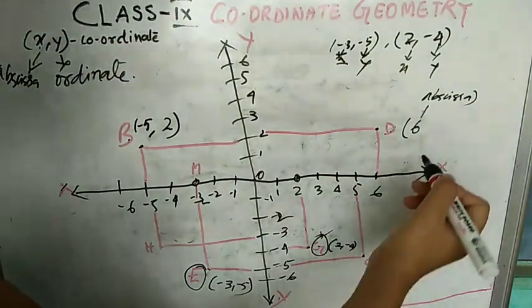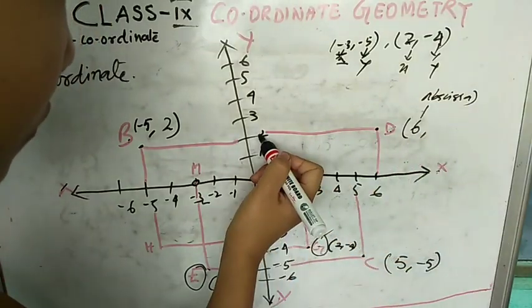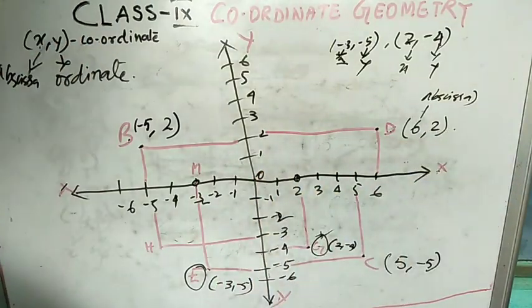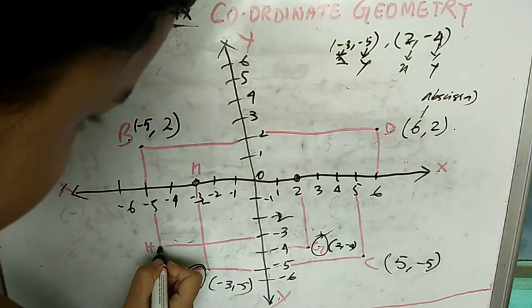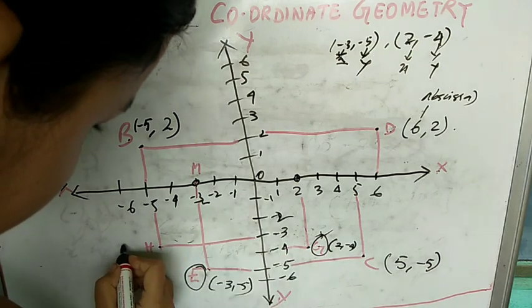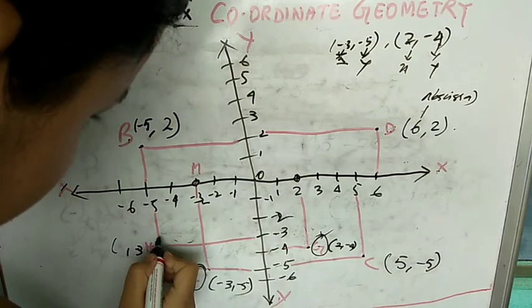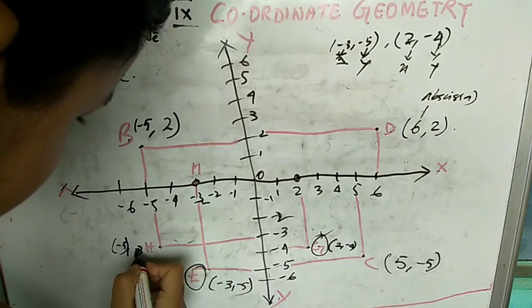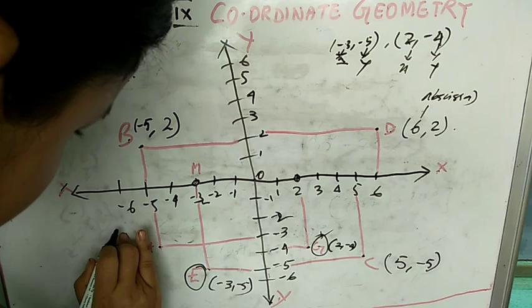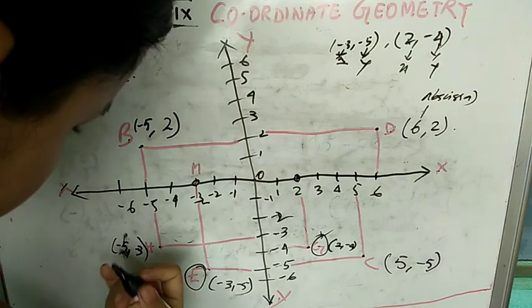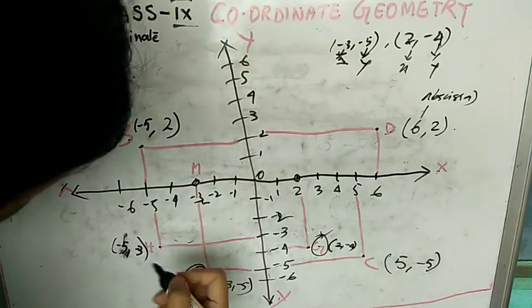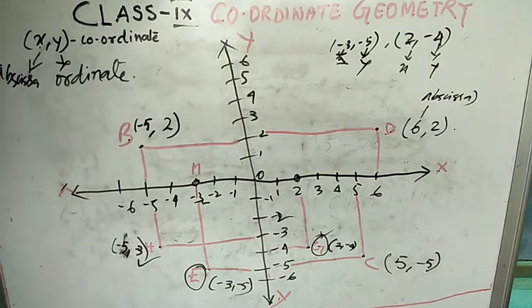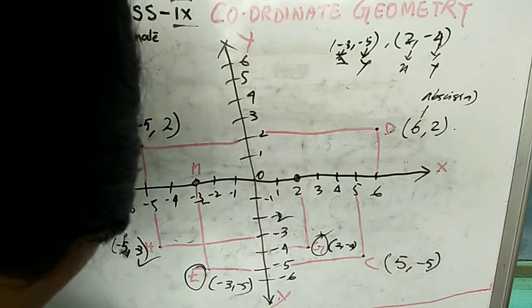Now if you want to find the y coordinate here, it is 2. Therefore the coordinates of D are 6, 2, but we are asked to find only the abscissa, so the abscissa is 6. Next, question number 6 says the ordinate of point H. Ordinate means the y coordinate, so here y is -3 and x is -5. Now we are asked to find the ordinate, so our answer will be the ordinate of point H is -3.